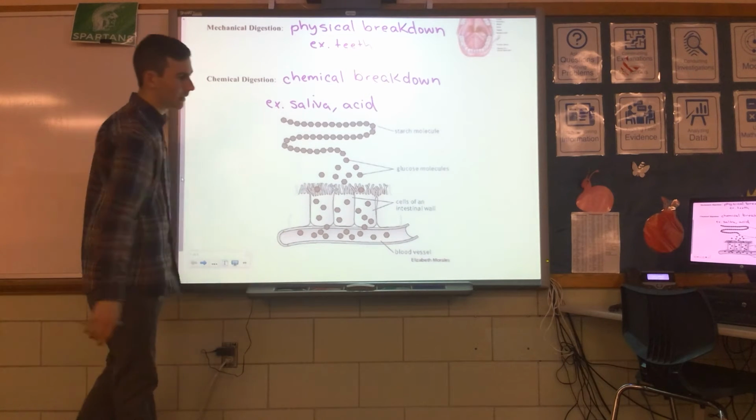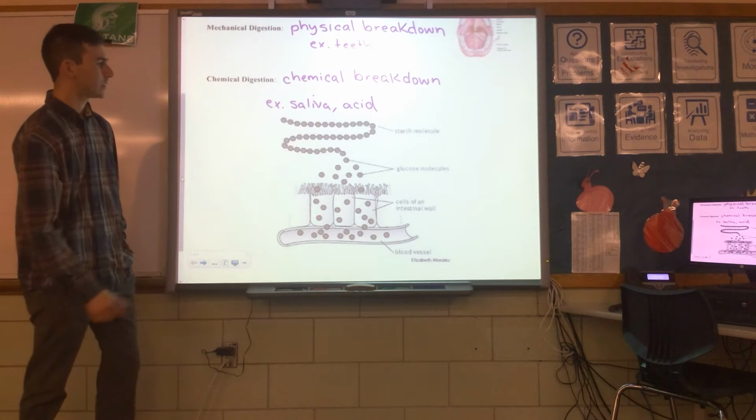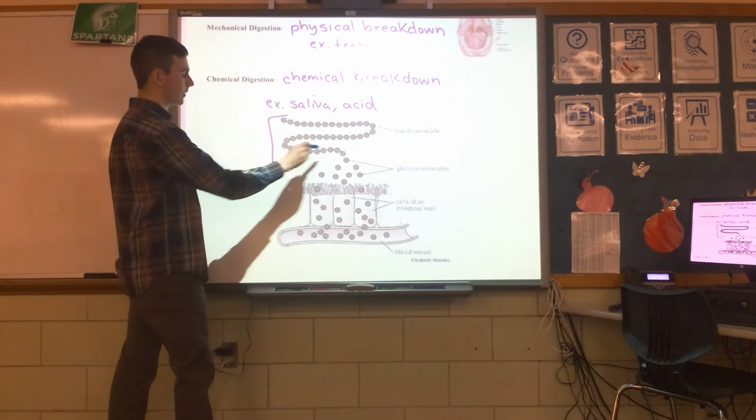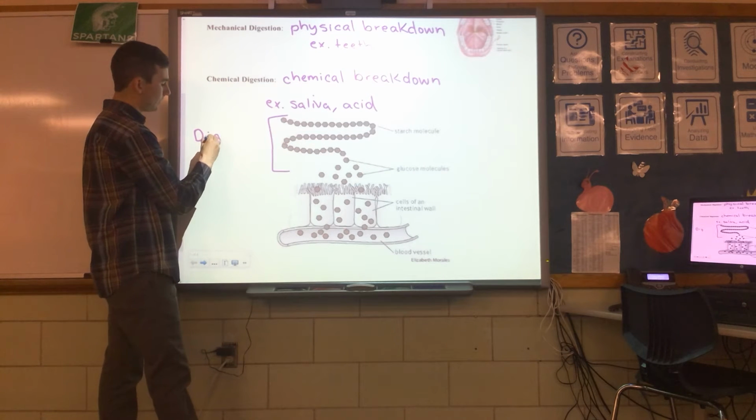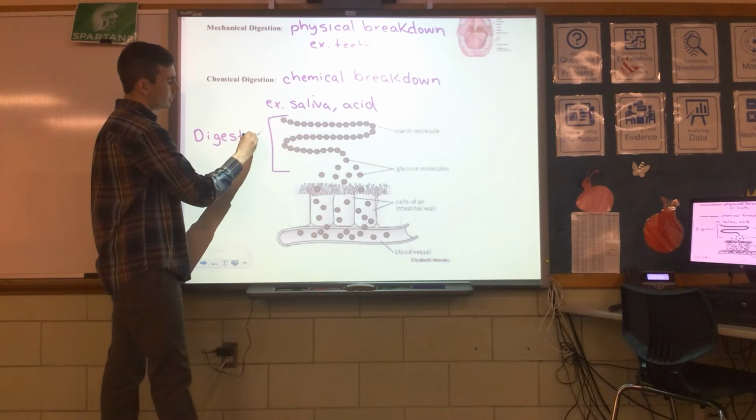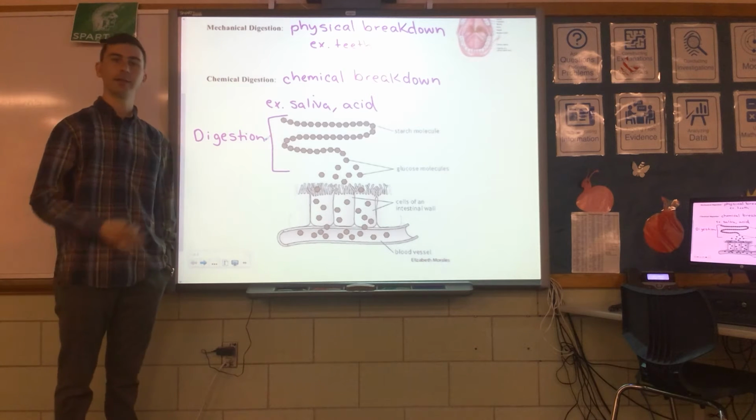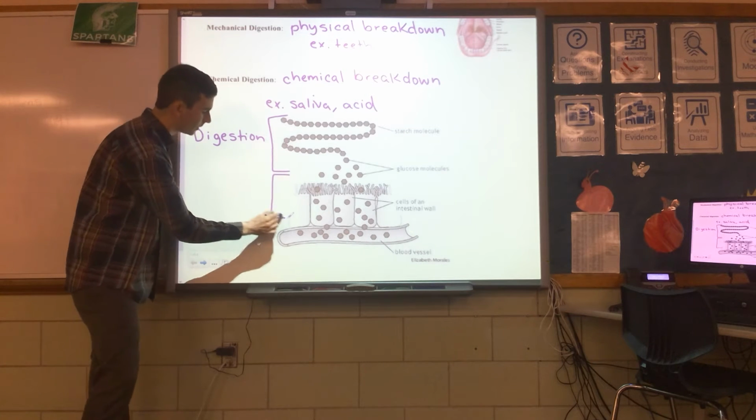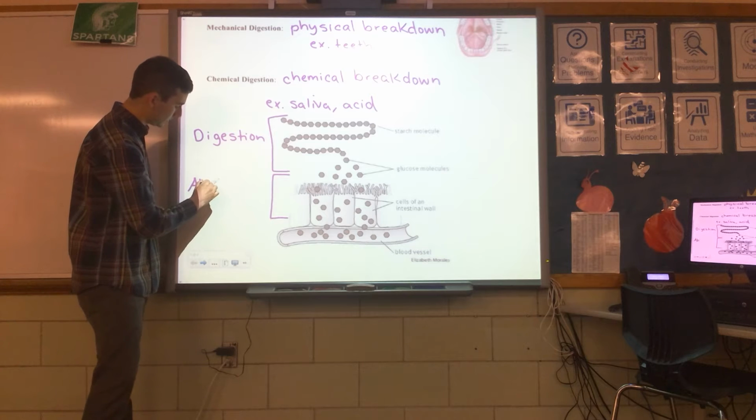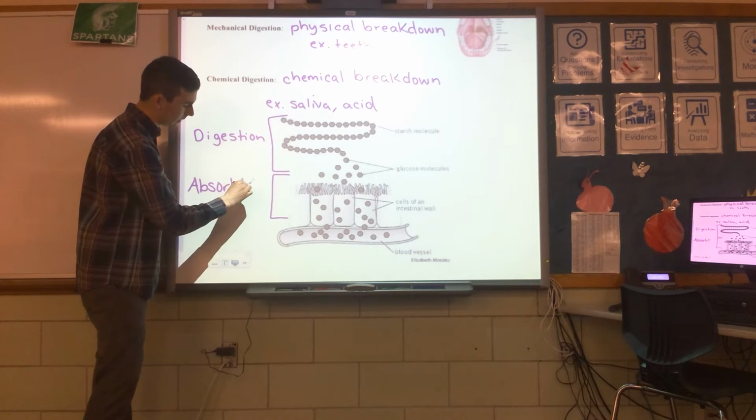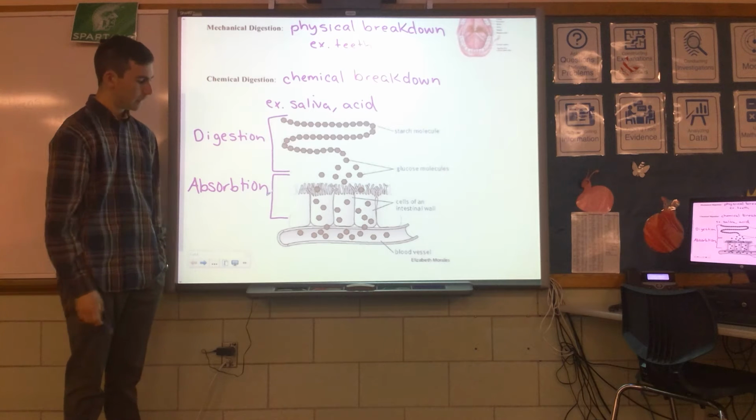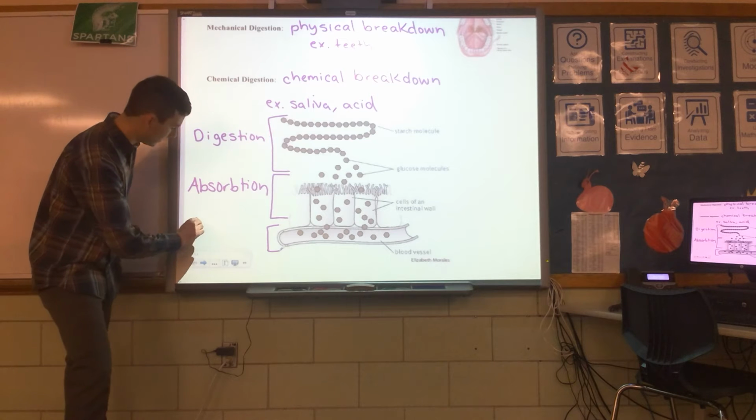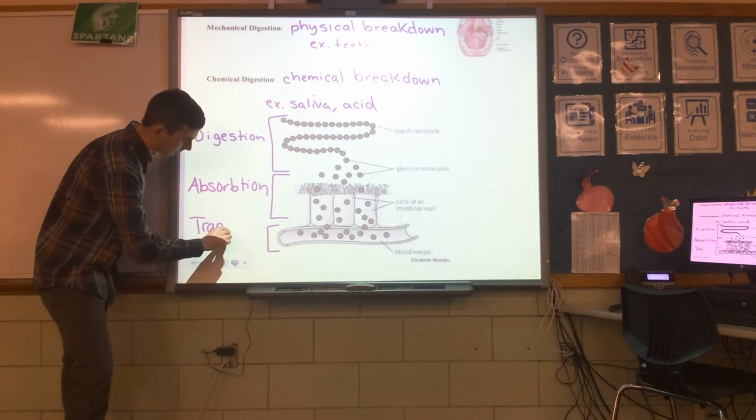If we take a look at this diagram down here, it's just a physical representation of what the digestive system does. So what we have is a big starch molecule up here. You can see the long chain of molecules. What we'll do is we'll have digestion happen. So through mechanical and chemical means, that long chain of molecules will be broken down into smaller molecules. Those smaller molecules will then be absorbed. Again, that process is absorption into your bloodstream. And then, through the use of the circulatory system or the cardiovascular system, we can actually transport those molecules.